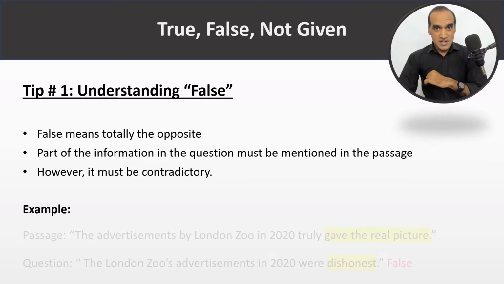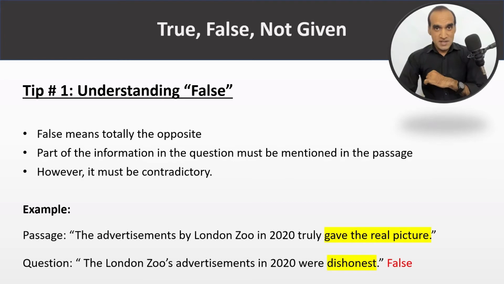Let's look at the same example. The passage says, the advertisements by the London Zoo in 2020 truly gave the real picture. And at the end of the passage, we have this question. The London Zoo's advertisements in 2020 were dishonest. What do you think of the question now? Do you think that the question is saying dishonest and the passage is saying the opposite of it? The passage says the real picture. Is dishonest and the real picture the same thing?